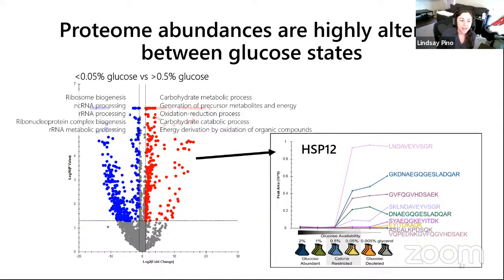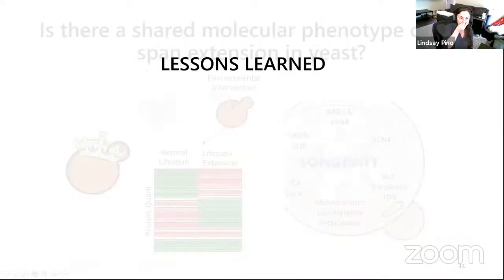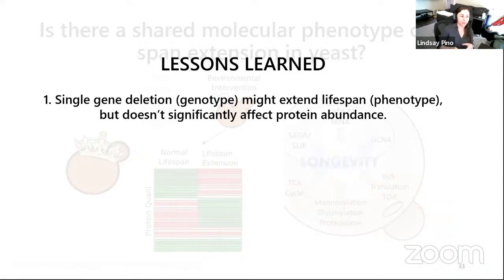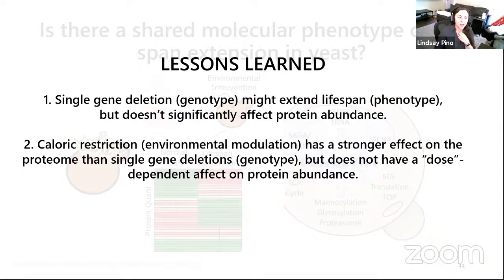It definitely didn't prove my hypothesis right at all. My hypothesis was definitely proven wrong. And I took away three lessons from this. The first lesson I learned was, to my surprise, that just deleting a gene might affect a phenotype, but it didn't seem to affect the protein abundance. The proteome seemed pretty plastic, pretty stable in response to deleting an entire gene, which was not what I expected. I found that although genotype manipulations didn't seem to change the proteome, calorie restriction really did. So environmental modulations had a much stronger effect on the proteome.